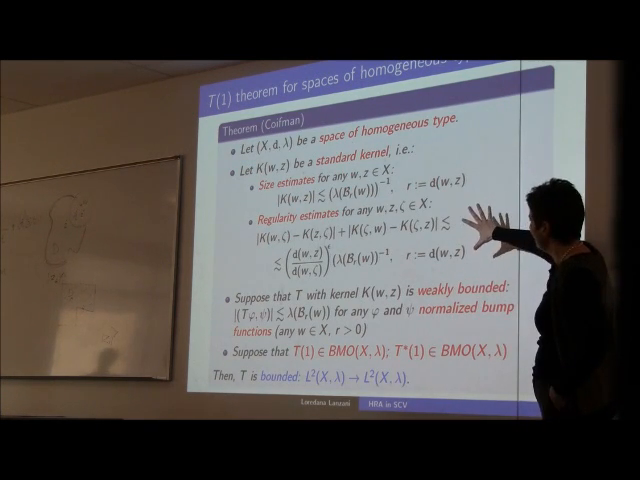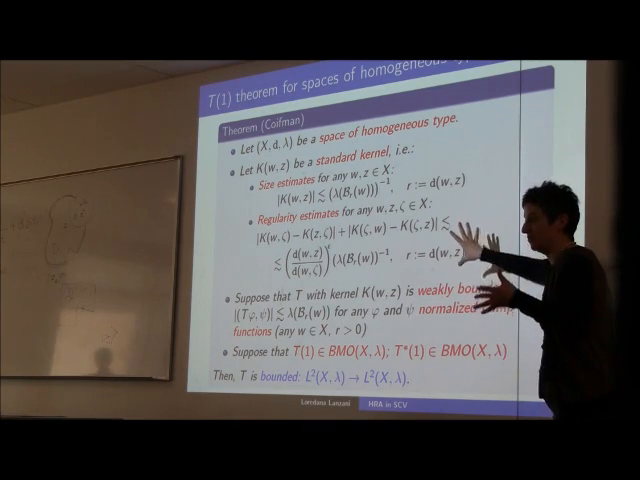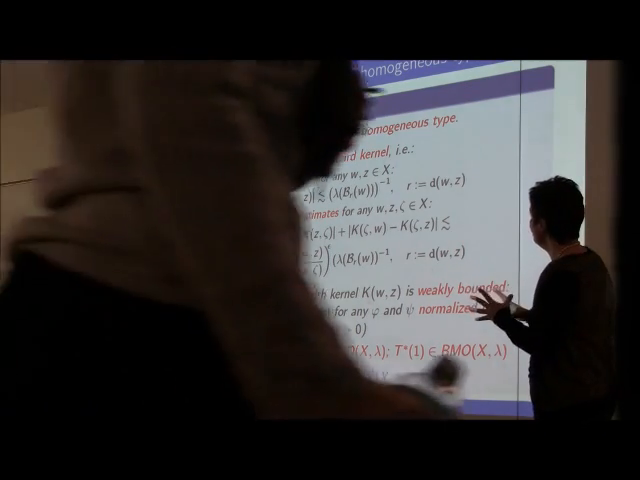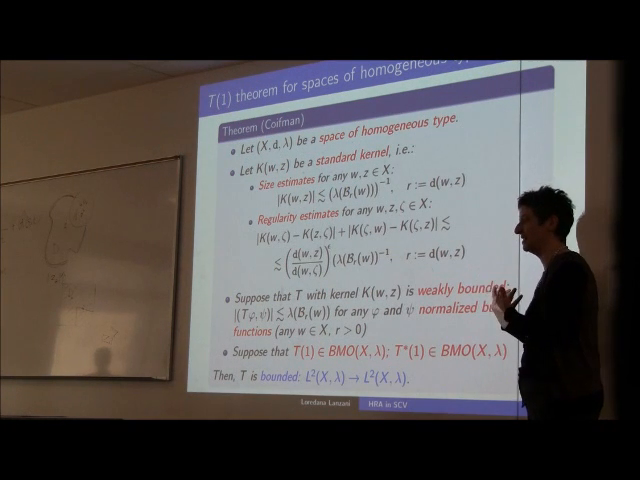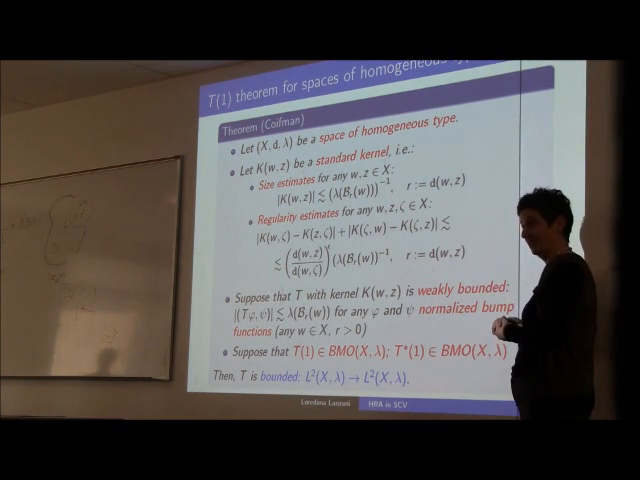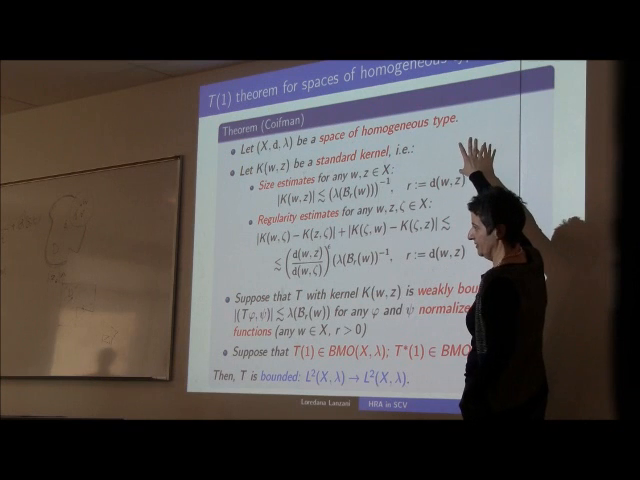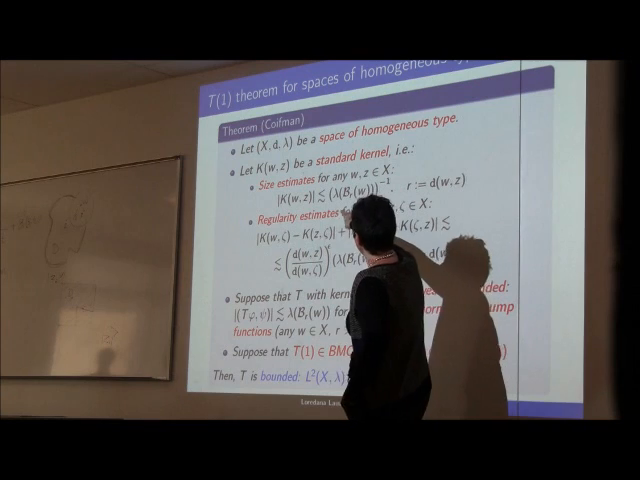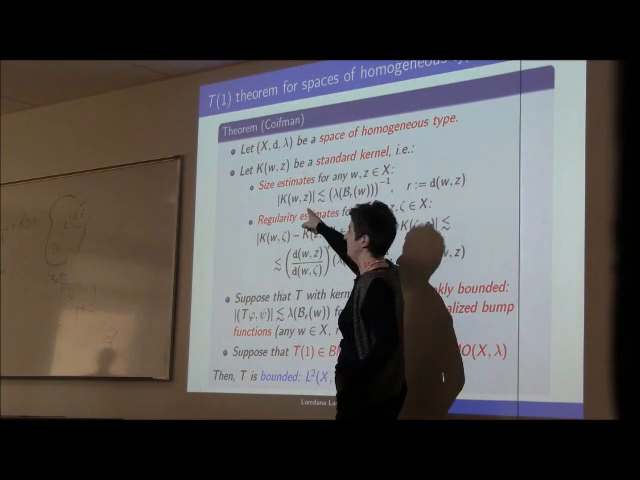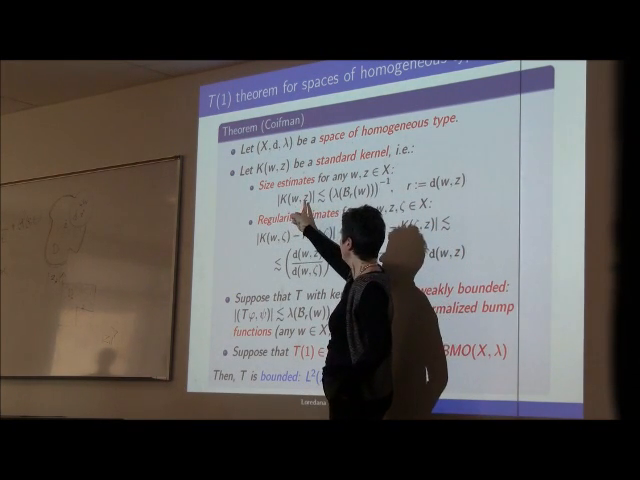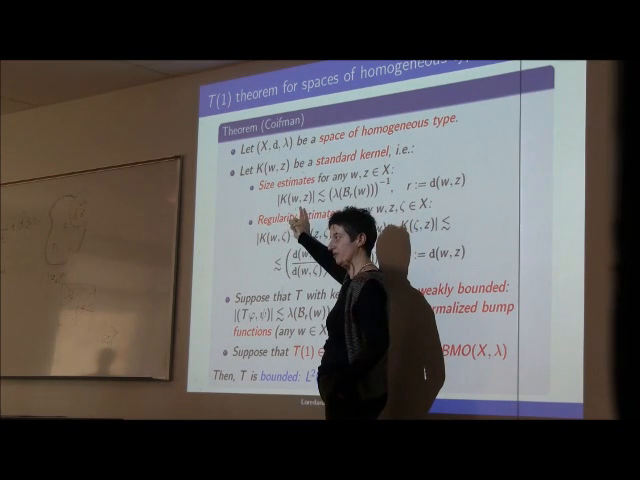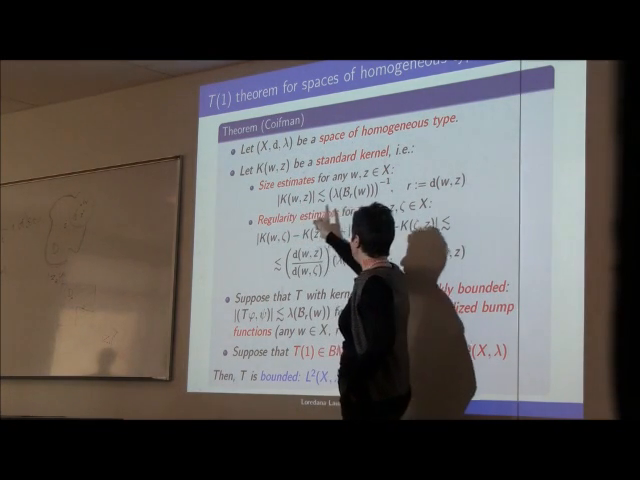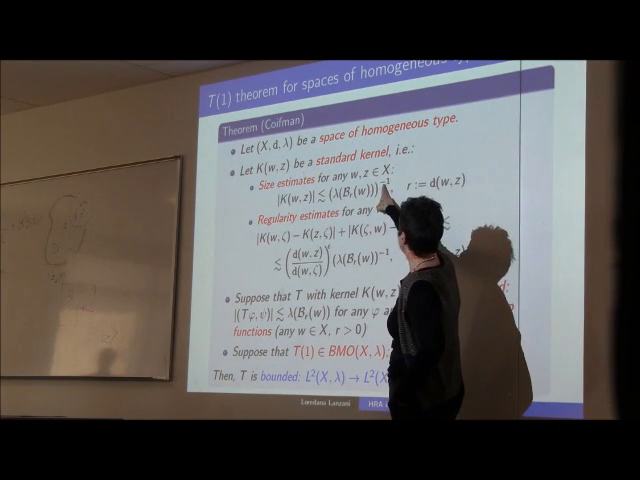And this is the famous T of 1 theorem I was telling you about. We're not going to go into details. I just want to give you a flavor and a sense of what it entails. It entails estimates. You have to do lots and lots of estimates. You start with a space of homogeneous type, and then you identify a kernel defined on it. And you have to show that this kernel satisfies size estimates. As we said, the kernel has to be singular when w is equal to z. It has to blow up. But it cannot blow up more than at a certain rate that you control.